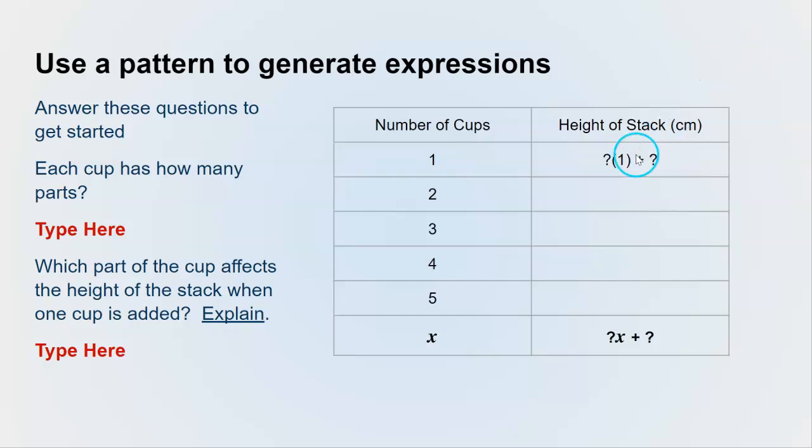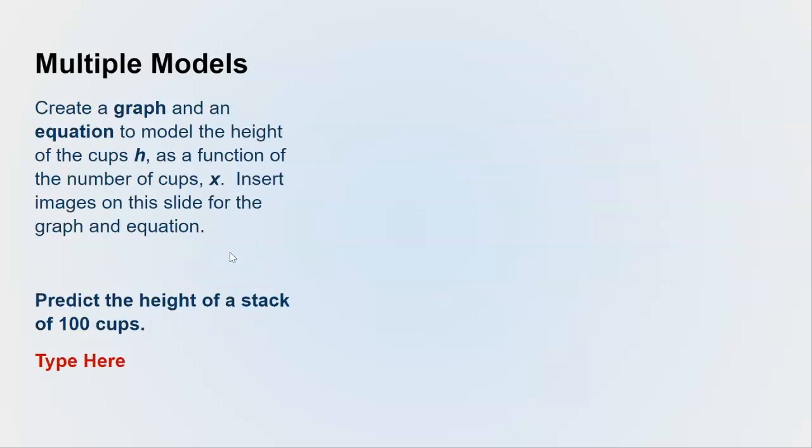If you're using these slides and you don't want the scaffolding in here, you can delete these question marks. Just get rid of this and get rid of this and get rid of the number of cups, the X variable, and just leave the numbers in there, and that's fine. Then on this one, I'm asking them to create a graph and an equation, and I'm asking them to use their equation to predict the height of 100 cups. So that would be my question.